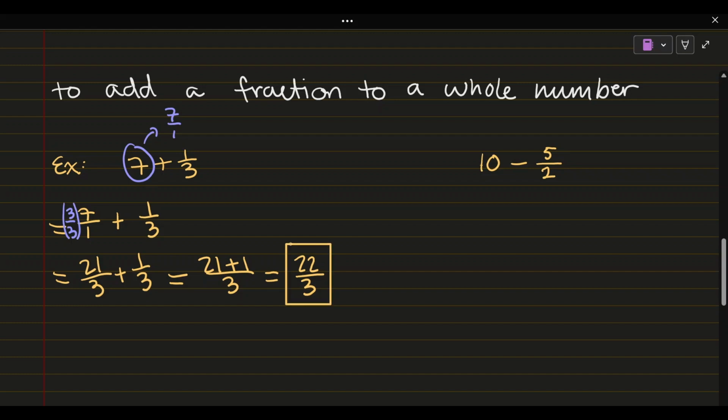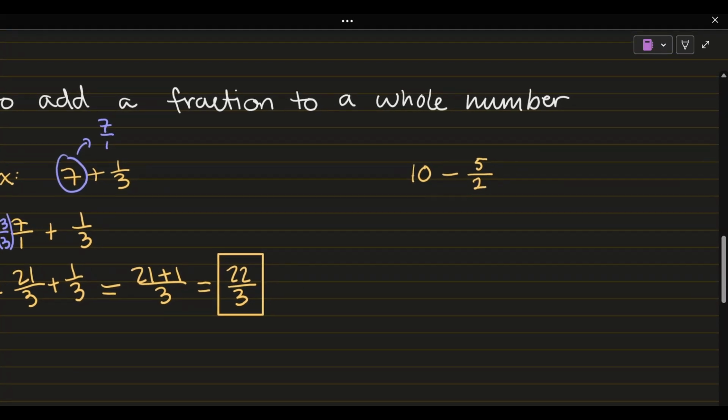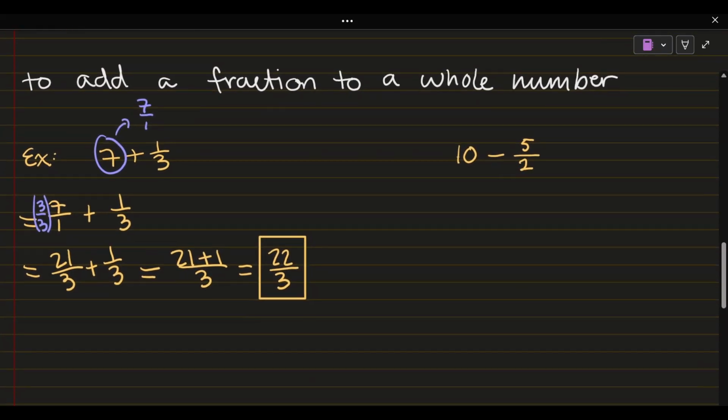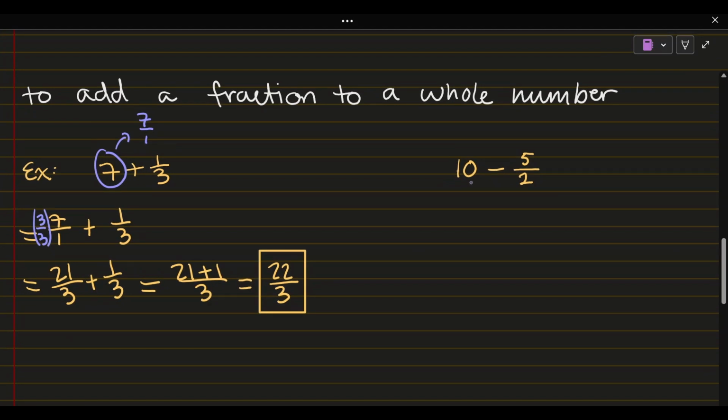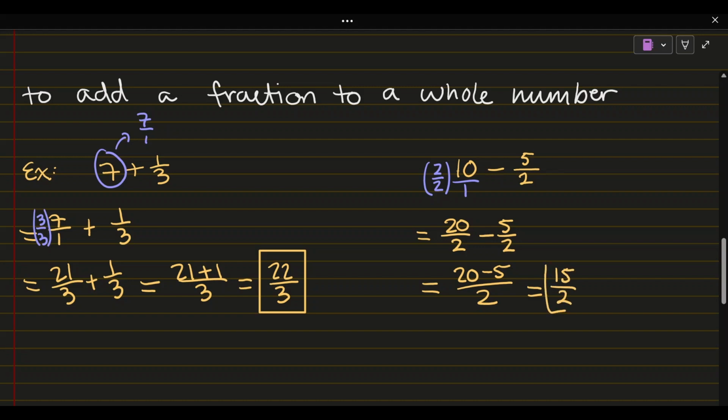And I'm done. Okay. Again, 10 minus 5 halves. So we can think about 10 as being 10 over 1. And I can give it a common denominator by multiplying by 2 over 2. This will give me 2 times 10 is 20 over 2 minus 5 over 2. That's going to be 20 minus 5 all over 2, which is going to be 15 over 2. And I'm done, because I can't simplify any further.